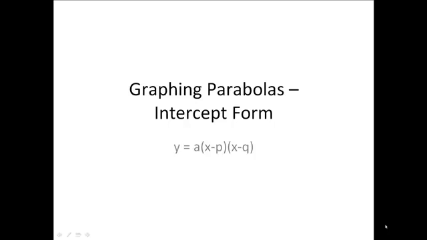Let's remind ourselves what an intercept is. Intercepts are the points on the parabola, on the graph, that cross the axis. In this case, we're going to be talking about the points that cross the x-axis, and that's going to come from, in our equation, this expression and this expression. These are going to be our two x-intercepts. So let's go ahead and get started with an example.